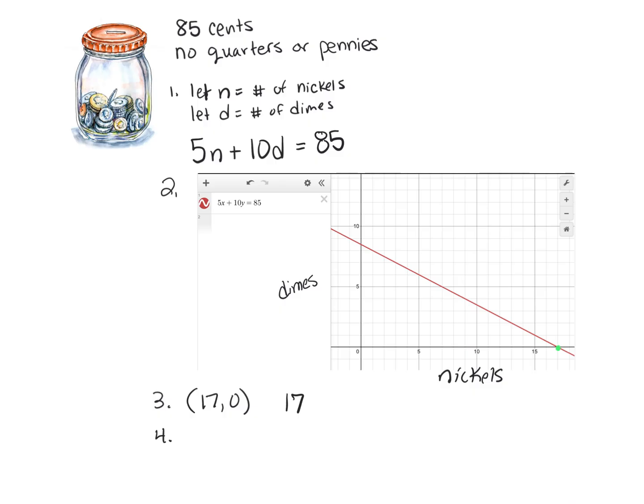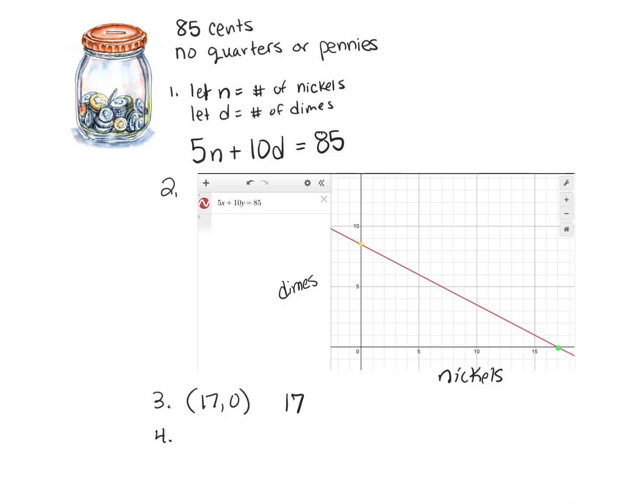And question number 4, how many dimes are in the jar if there are no nickels? Now, for this question, there is a y-intercept. We can see it right here. But notice that that y-intercept is not on a whole number. If I put in a 0 for n, I have 85 divided by 10. I'm not going to get a whole number of dimes. So when we talk about how many dimes are in the jar if there are no nickels, that's not really a possible, reasonable answer.